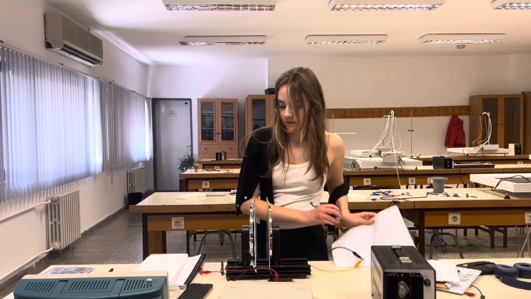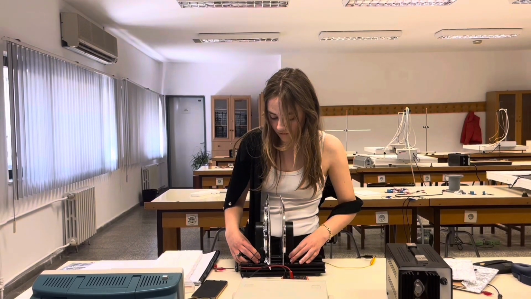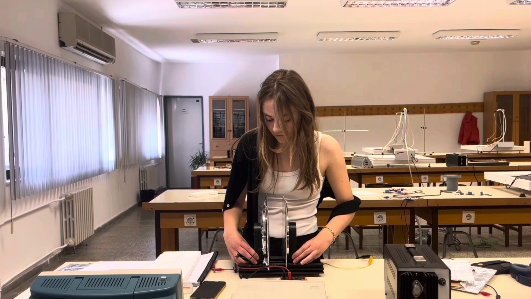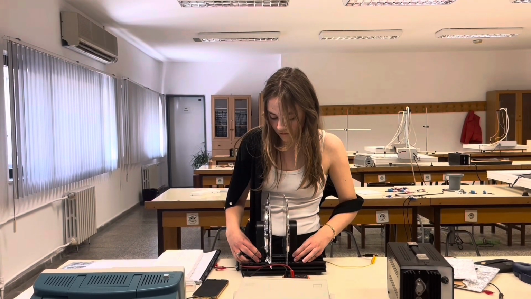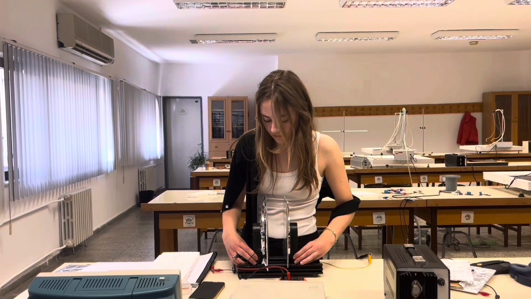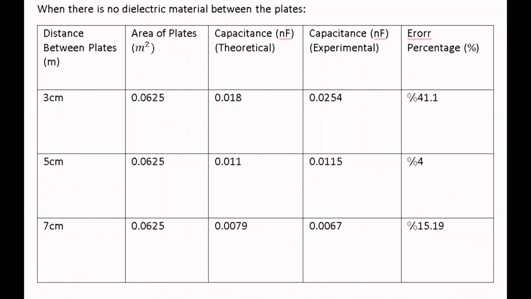First, I started the experiment by observing the change in capacitance by increasing the distance between the two capacitors to 3, 5 and 7 centimeters respectively, without placing anything between the capacitors. And this is the table with the calculations.